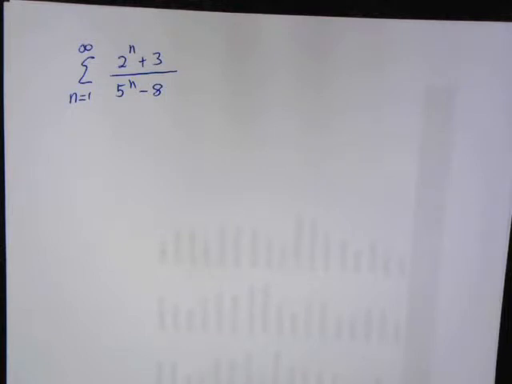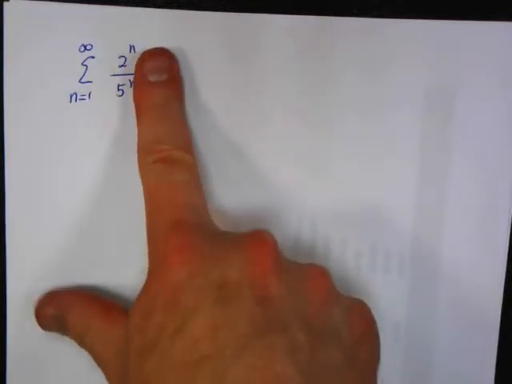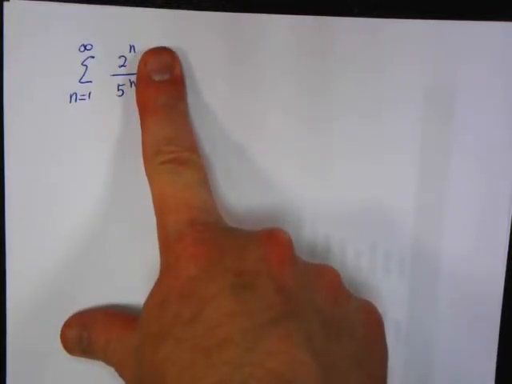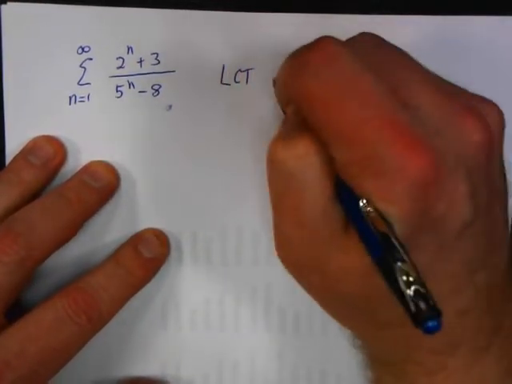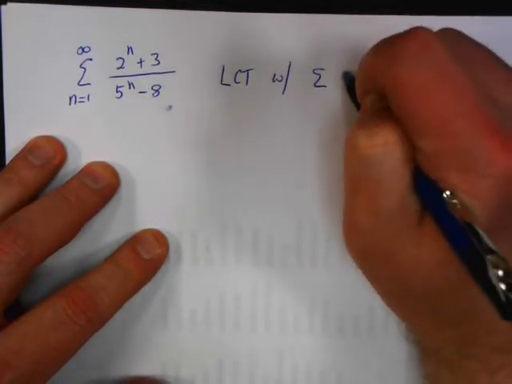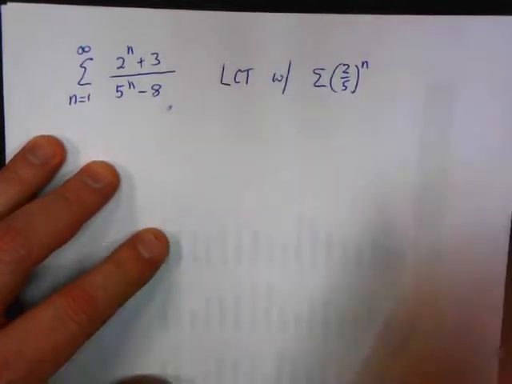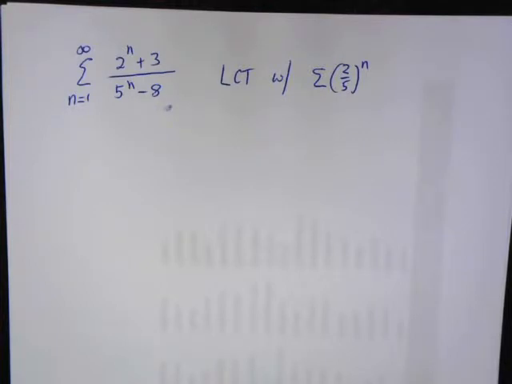We think it converges because you took away the 3 and the 8. It looks like (2/5) to the n, which is a convergent geometric series. So those two things kind of go together. Your guess of whether you think it's convergent or divergent and what you should compare it to kind of come together. So it looks like we should do limit comparison test with the sum of (2/5) to the n, which we know is a convergent geometric series.